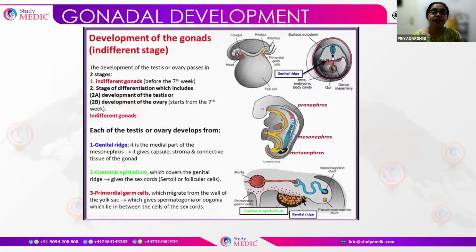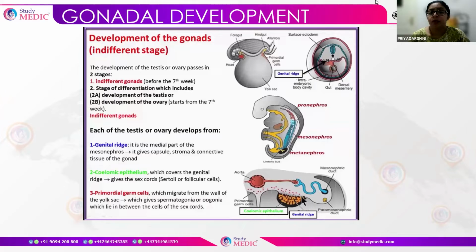Now coming to the development of the gonads. In the development of the gonads, we need to remember, initially when the gonad starts, it is present in something called an indifferent stage. That means there is no differentiation into the male and the female gonad. Now as development starts, this gonad gets differentiated into male and female. And the time period for that is considered 7 weeks.